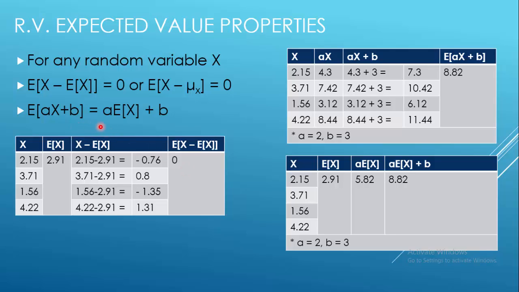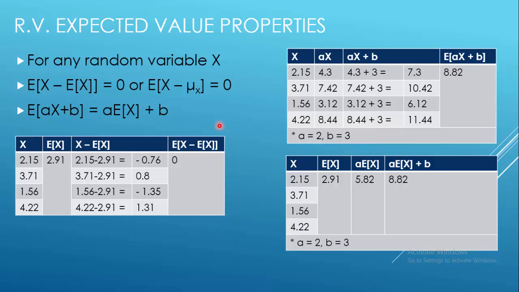For this second property, you can see that again we have taken the same values. We have taken a equal to 2 and b equal to 3, simply multiplied a by x, and then added 3. So 2.15 multiplied by 2 gives 4.3, 3.71 multiplied by 2 gives 7.42, and so on, and then we added 3 to each of these values, and then get the expected value. Again, to get the expected value, we simply add these values and divide by 4, so it gives you 8.82.